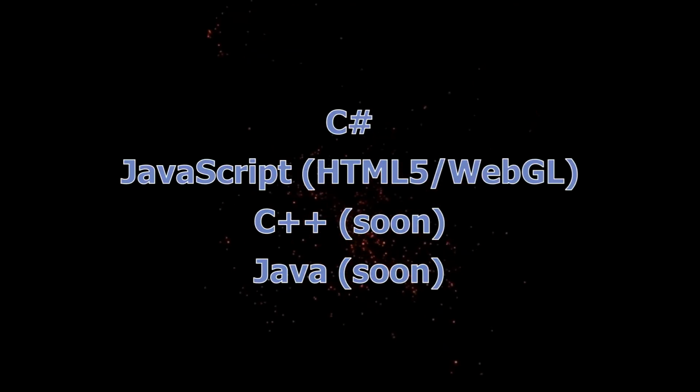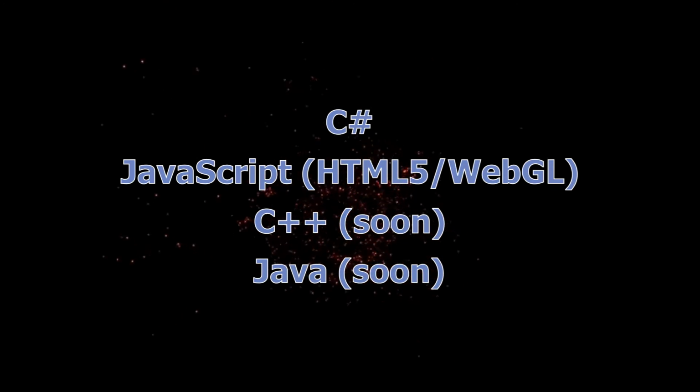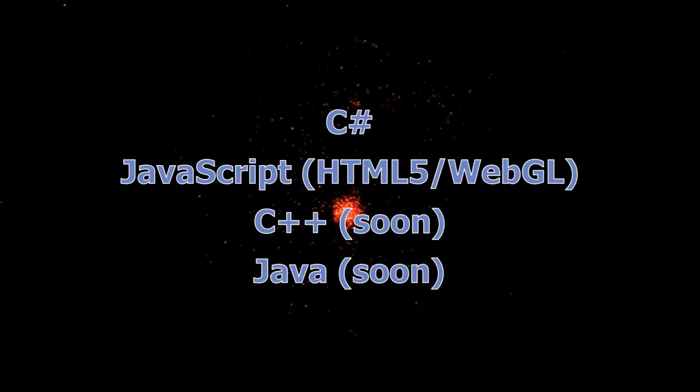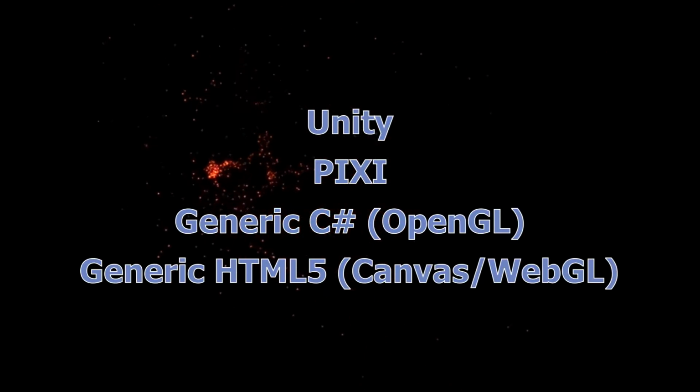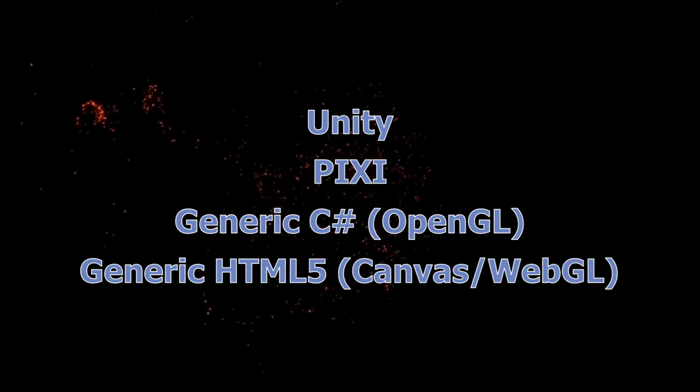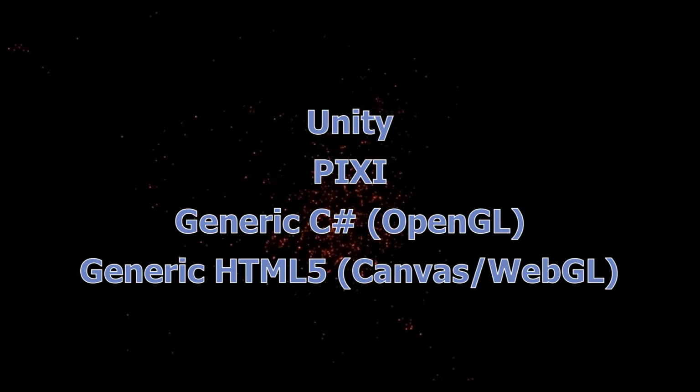Currently, NeutrinoParticles supports export to JavaScript and C# languages, and there are several open-source renderers available for popular engines like Unity or PIXI. C++ and Java export will also be available in the nearest future.